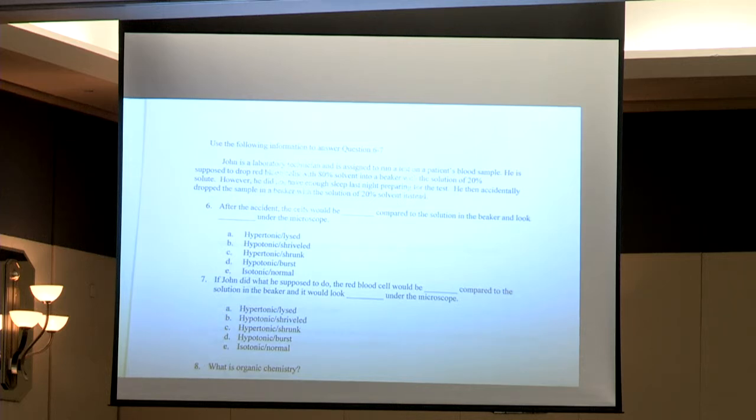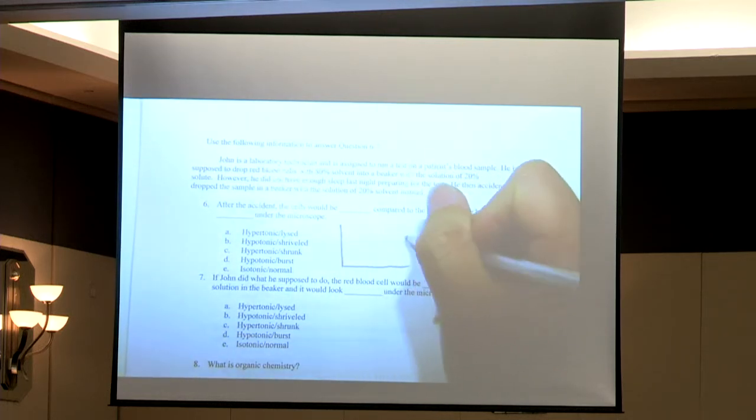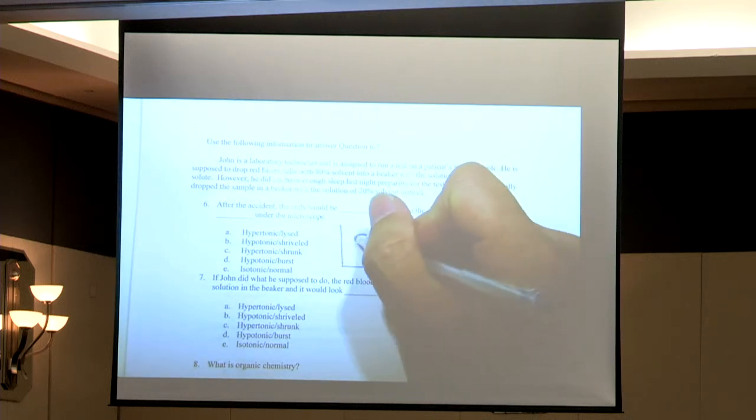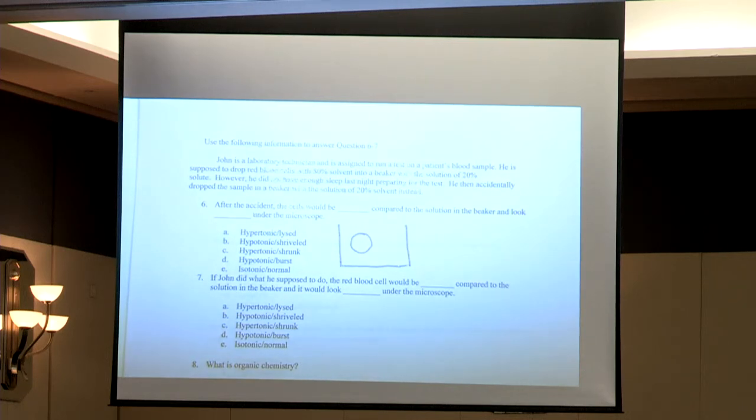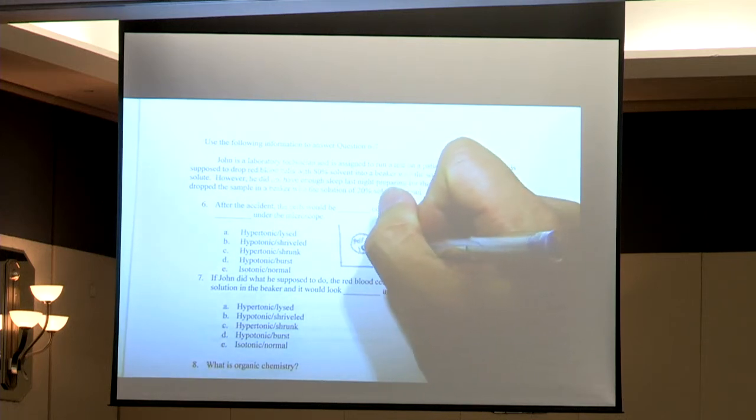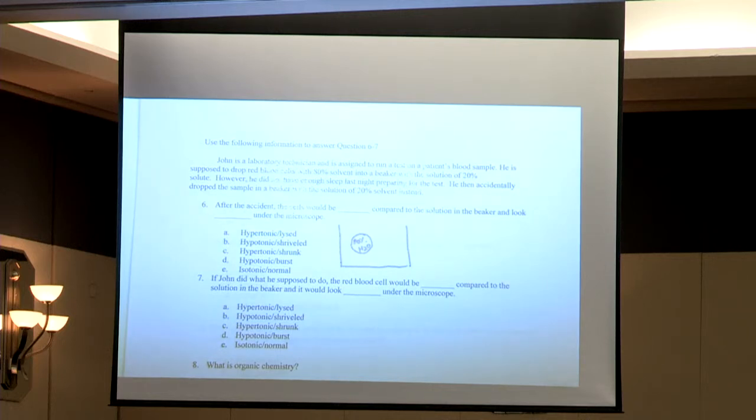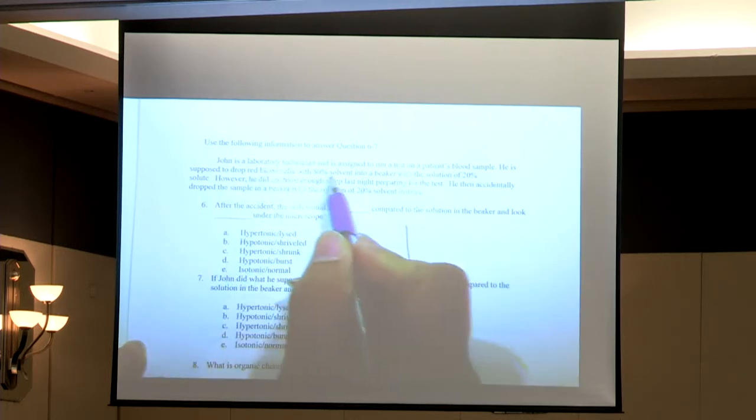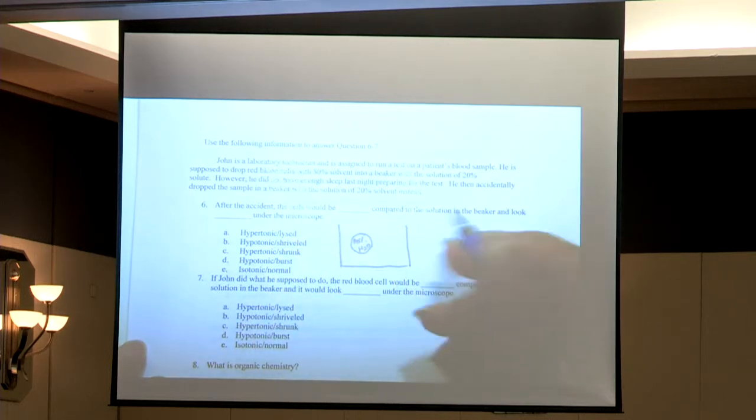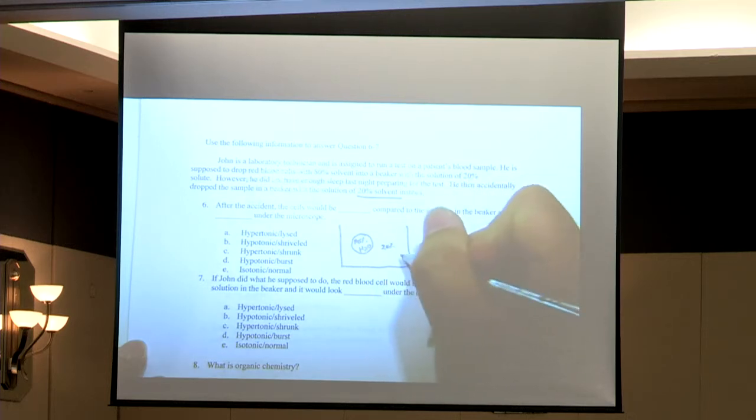Okay, so this is a tonicity problem. Make sure you draw the diagram to make your life a little easier when you address a problem. So let's talk about this beaker. We have the solution and we have the red blood cell. The red blood cell, given the information, is 80% solvent. Solvent is H2O, right? So we have 80% H2O in the cell. Now we have to pick and choose. What did they say? They said after the accident, which pieces of information do we use? Do we use 20% solute or 20% solvent? After the accident is right there. He's supposed to drop it, but he did not, so it has to be 20% solvent.